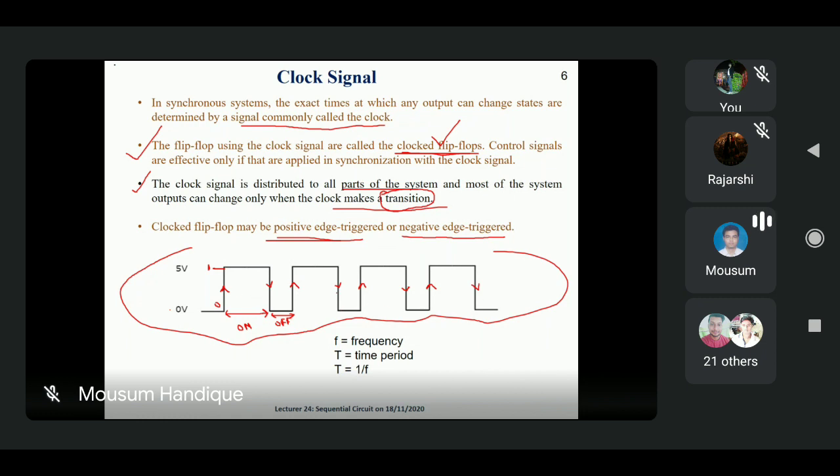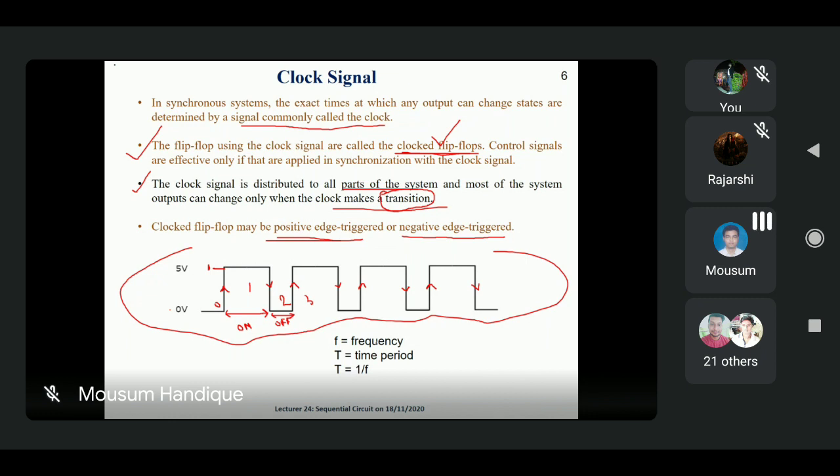Always remember, the clock signal is countable. Suppose this is clock 1, this one is clock 2, this one is clock 3. Based on these clock pulses, we are counting the clock. That particular part we will discuss later. One type of sequential circuit is called a counter. So always remember, when we are using the clock signal, the clock is countable, and we represent it this way.